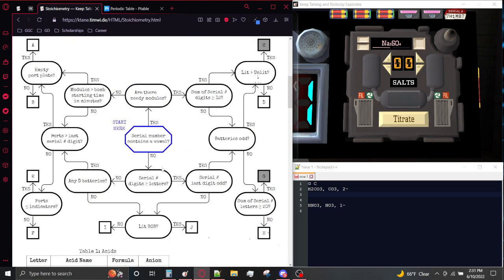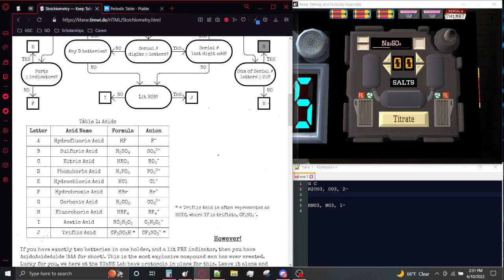There is one condition in the flowchart, this one in particular. Are there more modules than the starting time of the bomb in minutes? I am in Zen mode, and Zen mode always starts with 0 minutes, so if you are in Zen mode, the answer to this is always yes. Otherwise, it's if there are more modules on the bomb than there were starting time on the bomb in minutes.